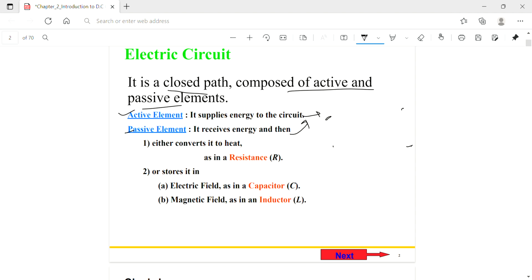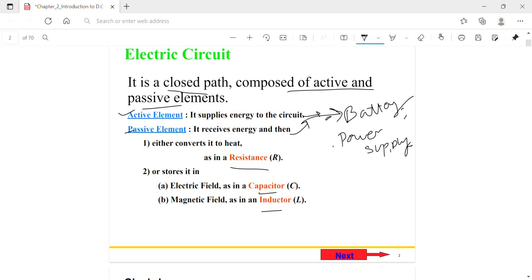Now let's take a look at the parts of passive elements. In passive elements there are three main parts: resistance, capacitor and inductor. And the main active element is the battery. Battery, or power supply, is the main example of an active element.